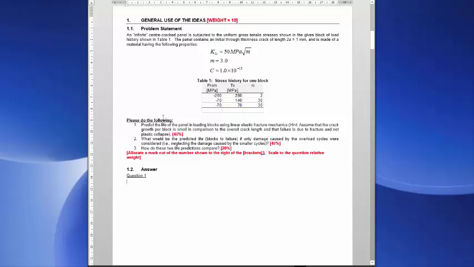The question is, predict the life of the panel in loading blocks using linear elastic fracture mechanics. Hint, assume that the crack growth per block is small in comparison to the overall crack length and that failure is due to fracture and not plastic collapse. Right. The first thing that we need to find out is what is the critical crack size. So let's make a note here, critical crack size.